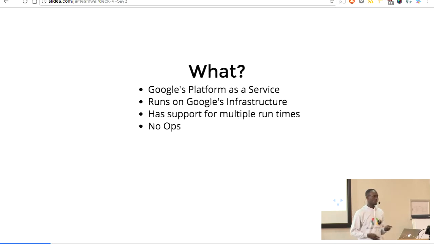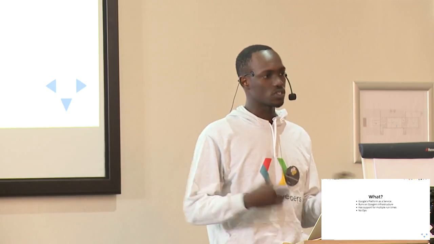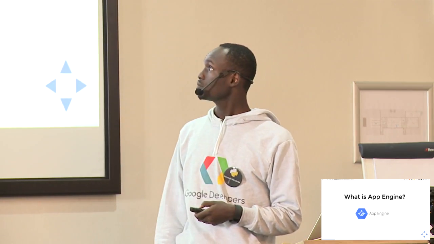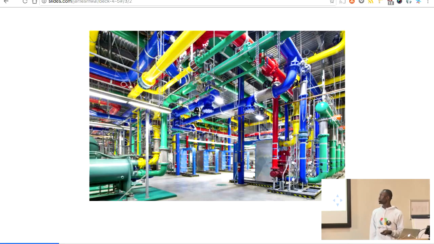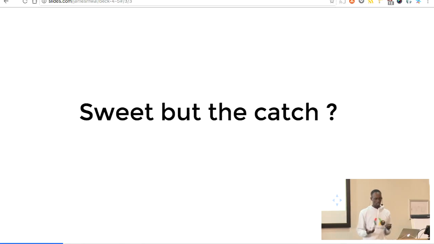We had Snapchat and Angry Birds, who came, built stuff on it, and didn't have to focus on security, scaling, or ops. So it was easier for them to scale. This is App Engine, built on Google's data centers and infrastructure, as well as all the other products. All this stuff has been figured out, but what's the catch?